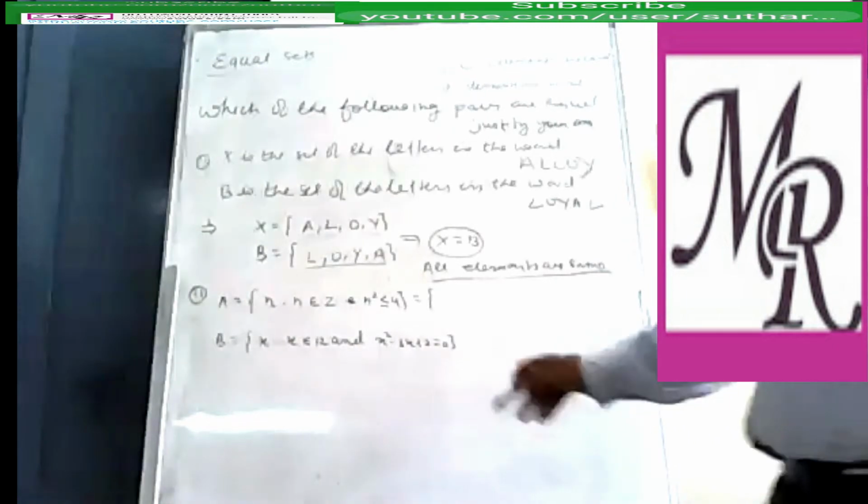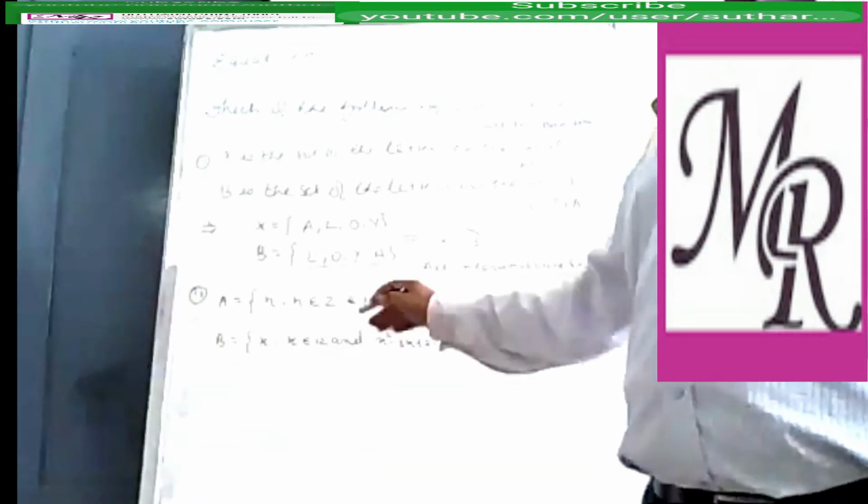In which form these sets are written? Set builder form. Good. Set builder form, right? Now can we write this in roster form? So what element belongs to the set A? The integer whose square is less than equal to 4.